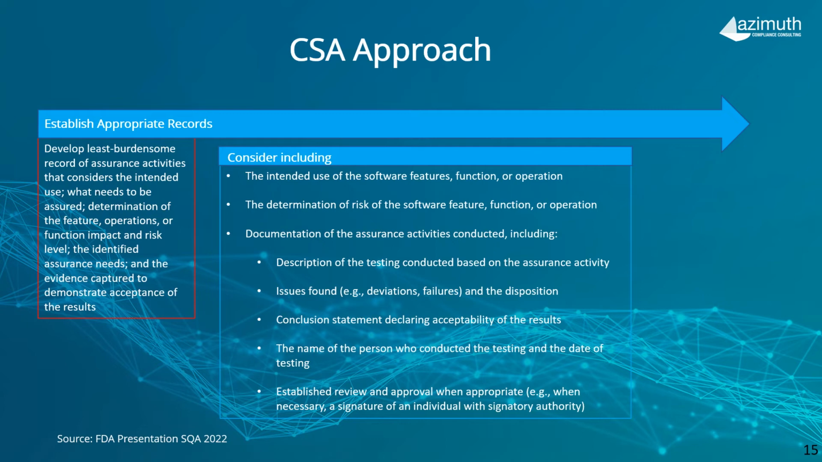Finally, establish appropriate records. Least burdensome record of assurance activities that consider intended use. What needs to be assured. Determination of features, operations, functions impact the risk level. Identify assurance needs, and capture to demonstrate acceptance of results, not that of the auditor. The records need to be of value to the organization, not the auditor.